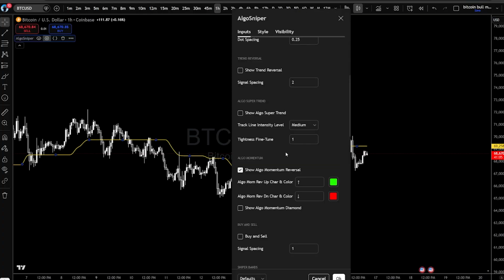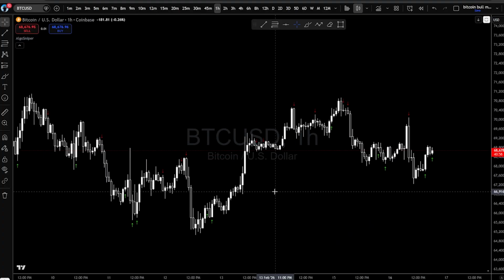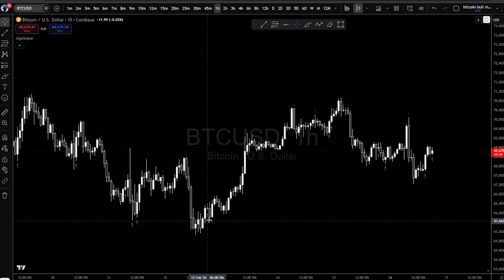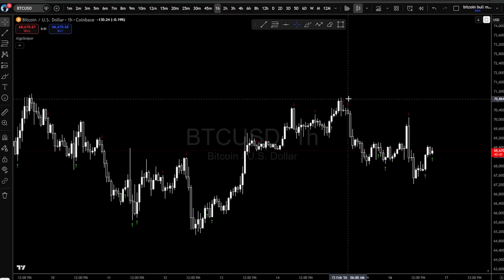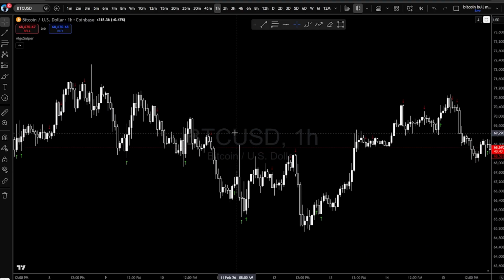The next indicator in this suite is called Algo Momentum. You're going to see these red arrows and green arrows. These show you when bullish momentum is starting to kick up, and when bearish momentum is starting to show itself, through a bunch of indicators that I've programmed this to. So it's nothing to buy and sell off of.